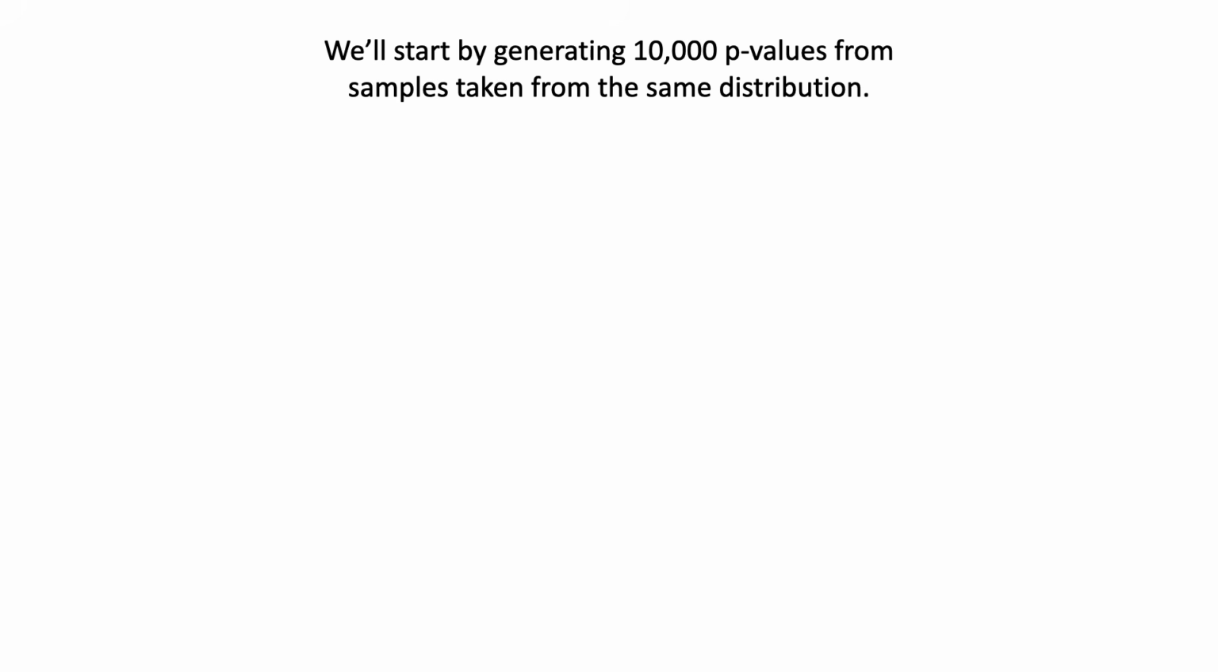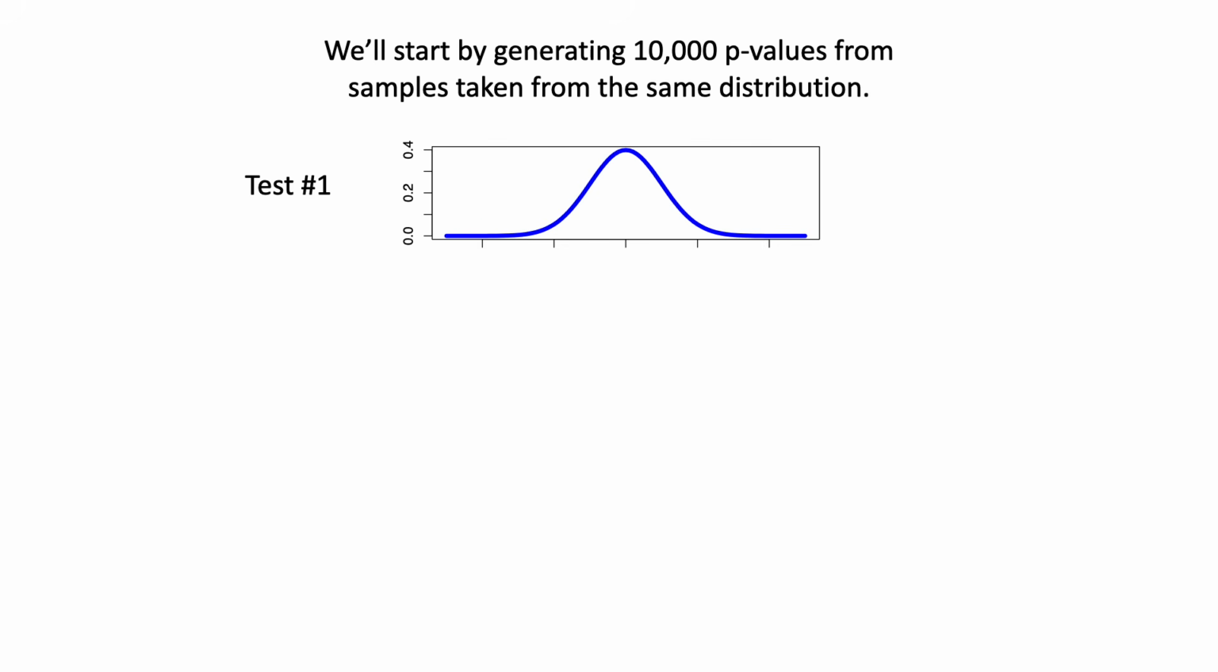We'll start by generating 10,000 p-values from samples taken from the same distribution. That is to say, we'll start with test number 1, and we'll use wild-type mice, and we'll take 2 samples from them. We'll then compare the 2 samples with a statistical test and calculate the p-value. In this case, the p-value is large. It's 0.83. This is exactly what we expect because both samples are taken from the same type of mice.